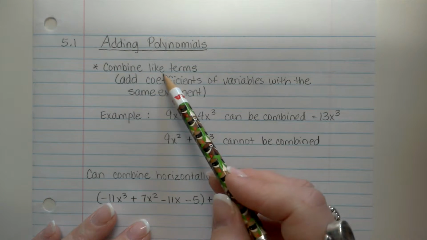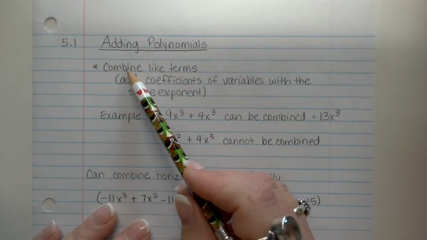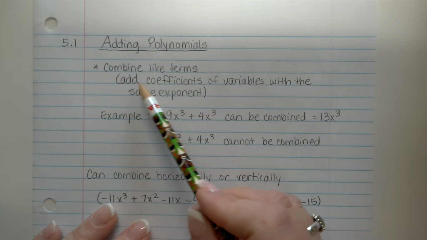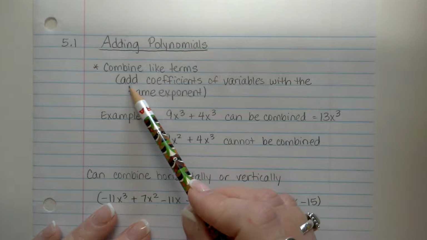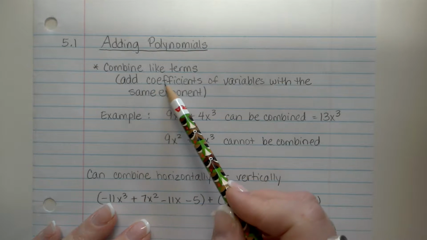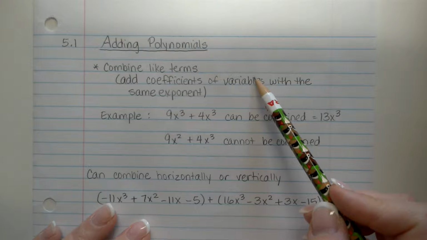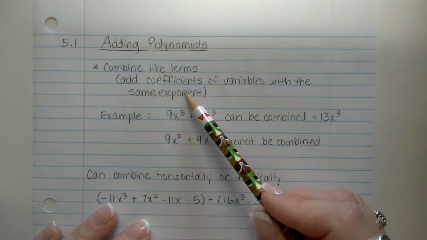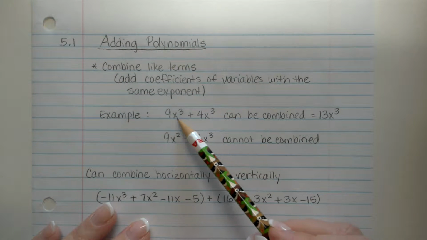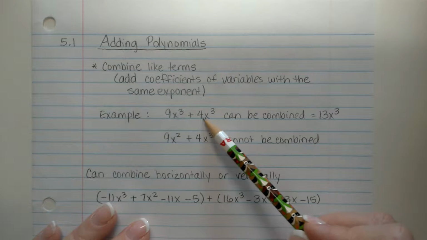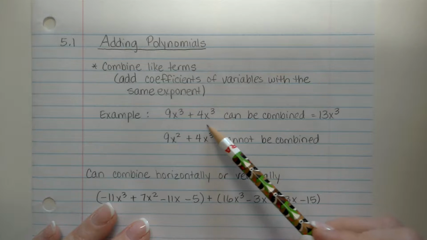The main thing to keep in mind when you're adding polynomials is that you can only combine like terms. What that means is that when you're combining something, you're actually adding or subtracting. If you're subtracting polynomials, the coefficients can be combined as long as the variables that are next to the coefficients have the exact same exponent. For example, this 9 is next to an x cubed.